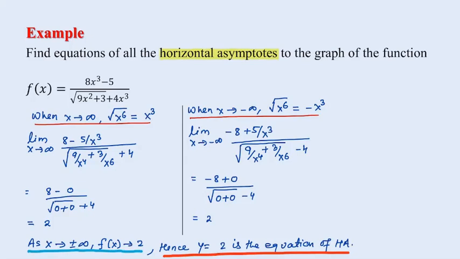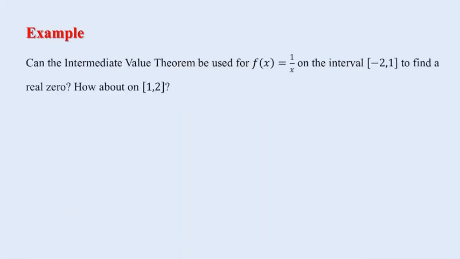Now we are going to move on to our last example for this video. That is example 7. And here we have the example. Let's read through first. Can the intermediate value theorem be used for f of x equals 1 over x on this interval to find a real zero? Also, how about 1 comma 2? So we have pretty much two cases here. The first case is f of x equals 1 over x on the interval from -2 up to 1.